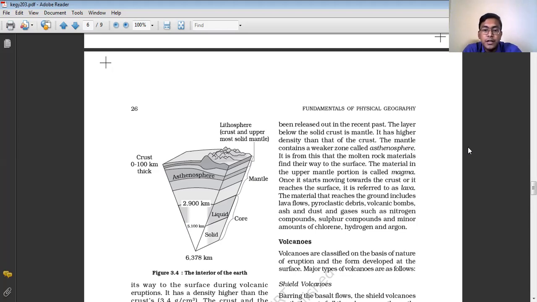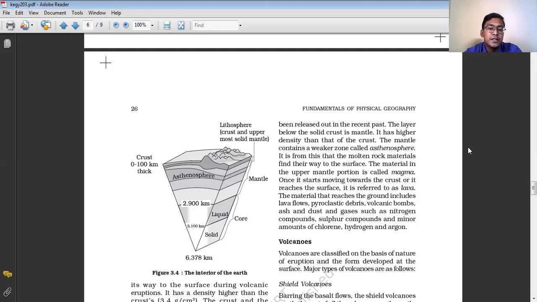So the material in the upper mantle portion is called the magma, and once it starts moving towards the crust or reaches the surface, it is referred to as the lava. The material that reaches the ground includes lava flow, pyroclastic debris, volcanic bombs, ash and dust, and gases such as nitrogen compounds, sulfur compounds, and minor amounts of chlorine, hydrogen, and argon. So during a volcanic eruption, different types of materials and gases are released.